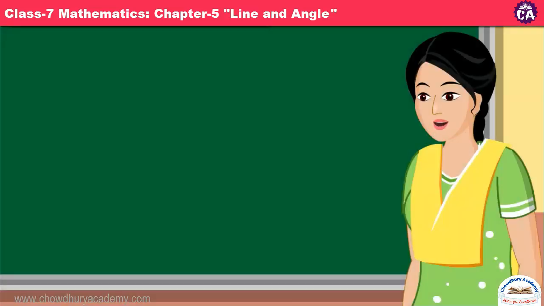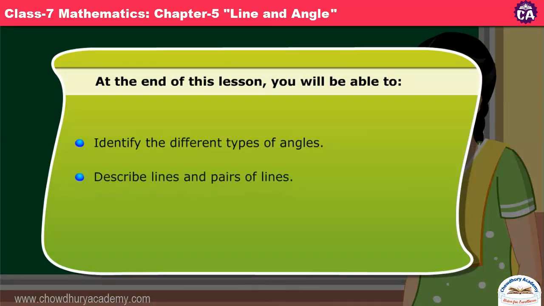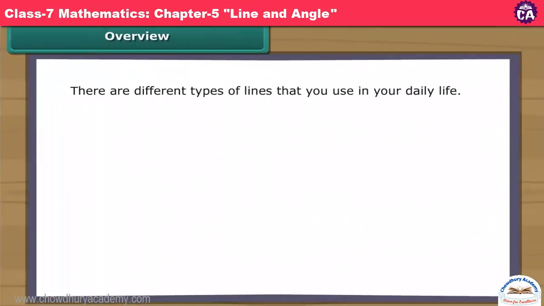Well, we will learn about lines, rays and angles today. At the end of this lesson, you will be able to identify the different types of angles, describe lines and pairs of lines, and explain parallel lines. There are different types of lines that you use when you create a simple picture. You can create a simple house, a sun, and so on, and you use simple lines to denote these pictures. Let us look at the various types of lines used.